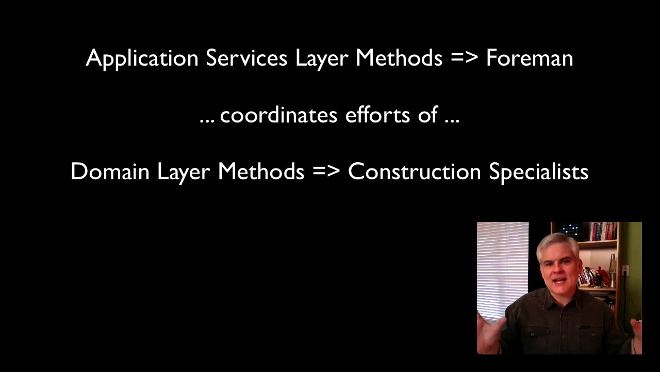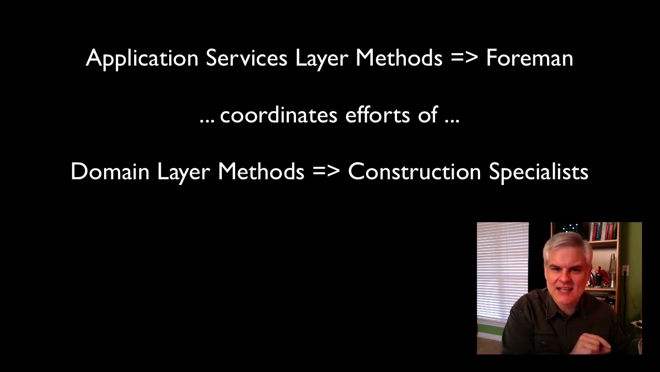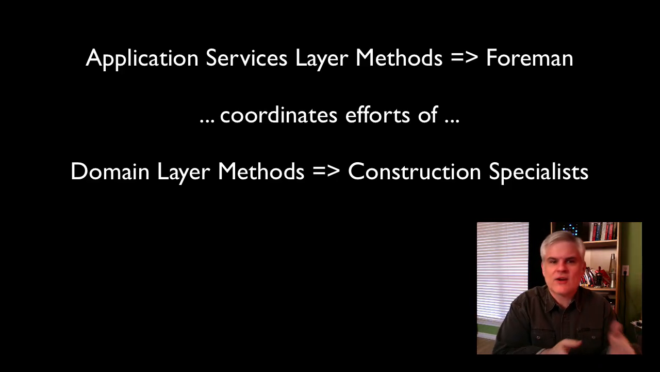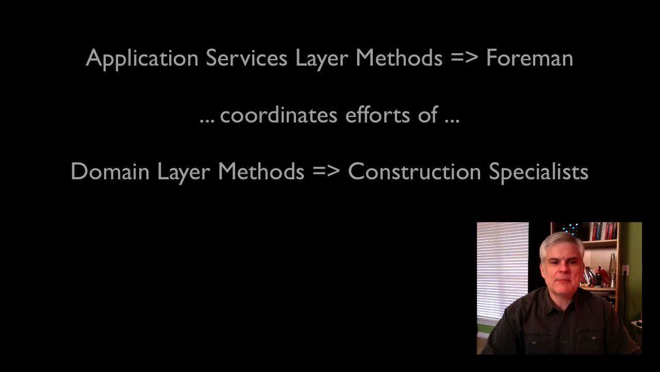The domain layer classes are like construction workers. Each one specializes in a different task. The application services layer is like the foreman who coordinates and orchestrates their activities in order to build something larger than any single one of them was capable of. Some business process like create an order, which might involve dozens of classes and dozens of methods as well.